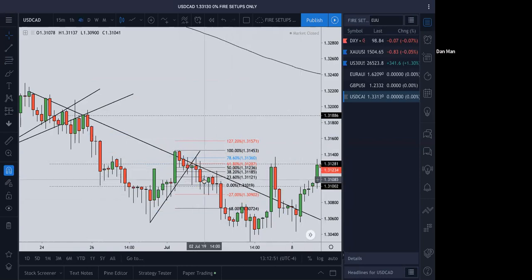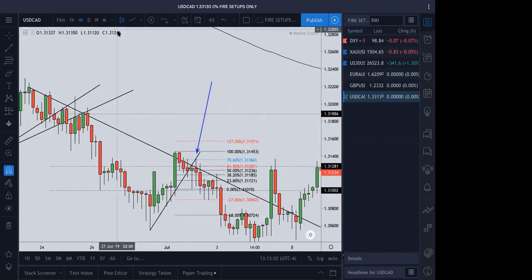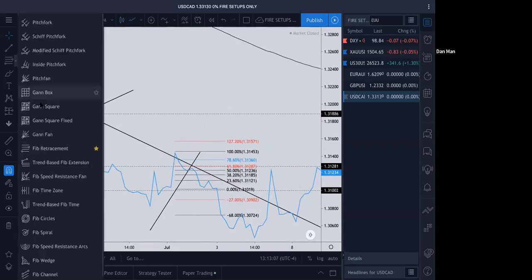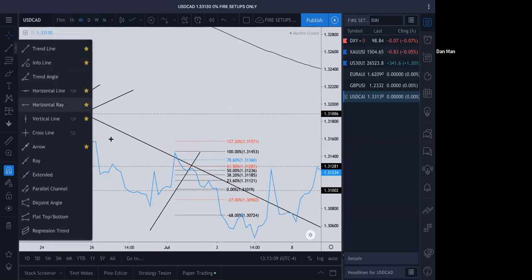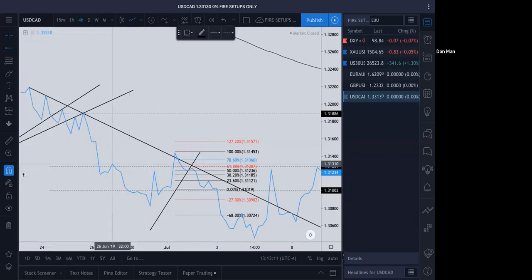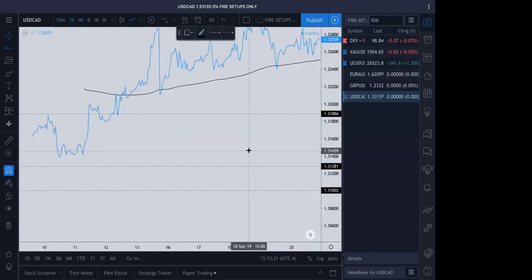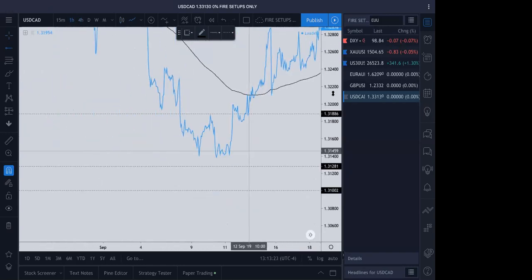Top of the 61.8. Okay, so we get the green light. What is the last step? Line chart. Line chart, correct. Now we get the closest horizontal ray. You can find it on the 1 hour. Yeah, we can find it very clearly on the H4. So let's continue on the 1 hour.